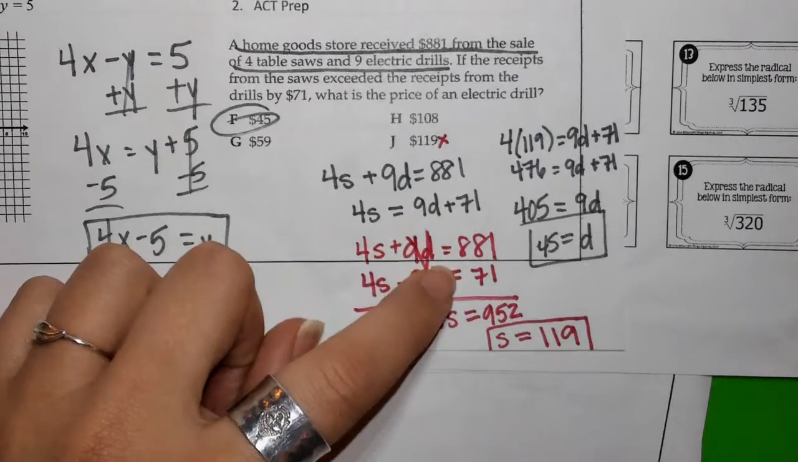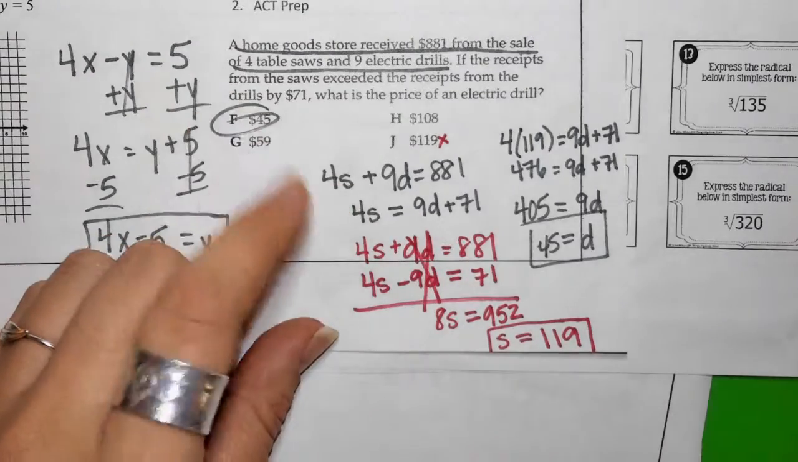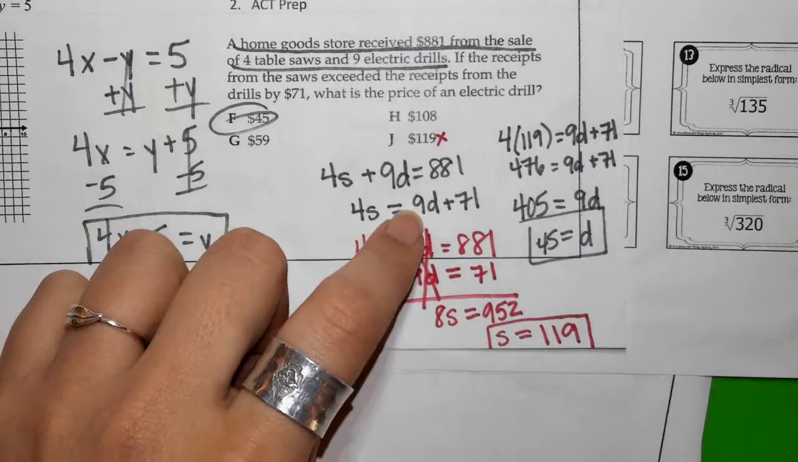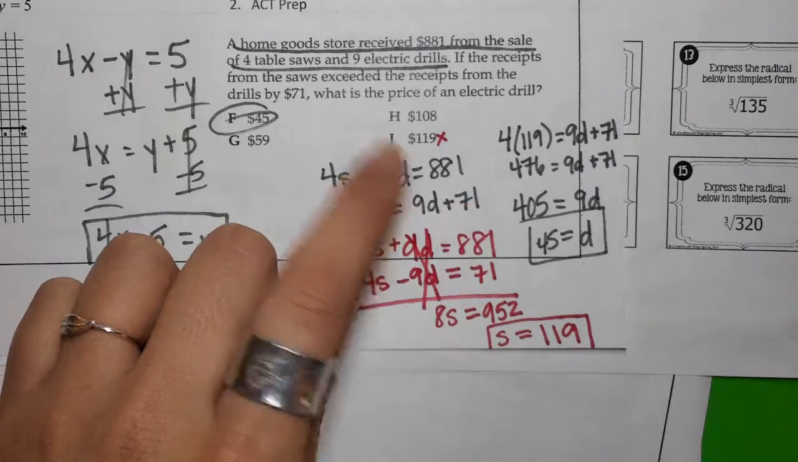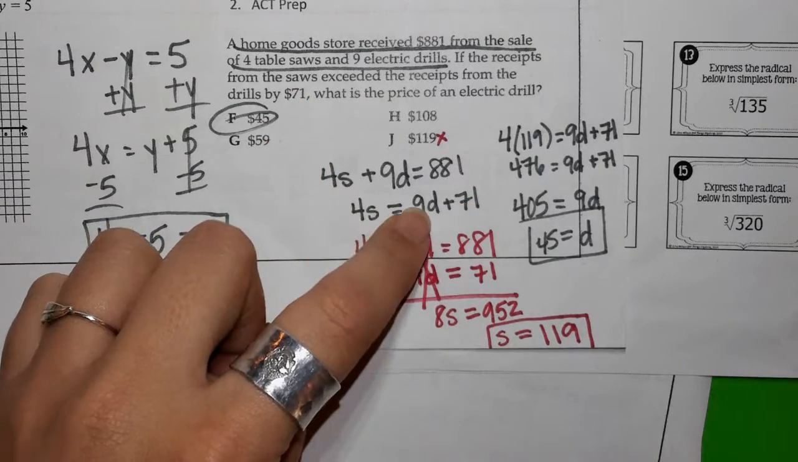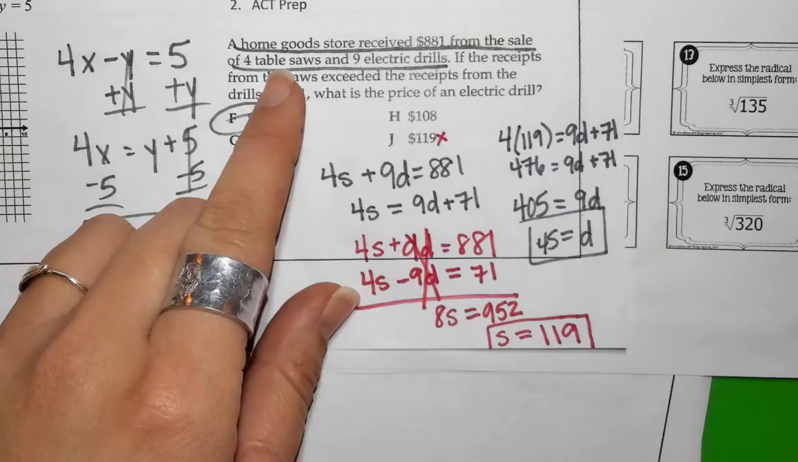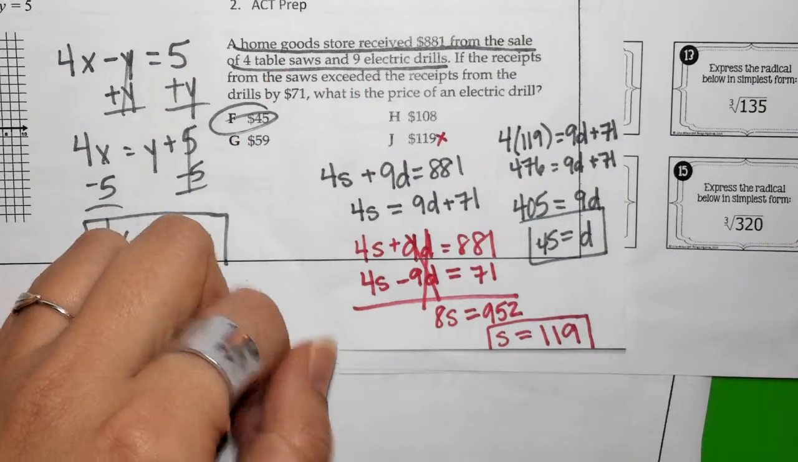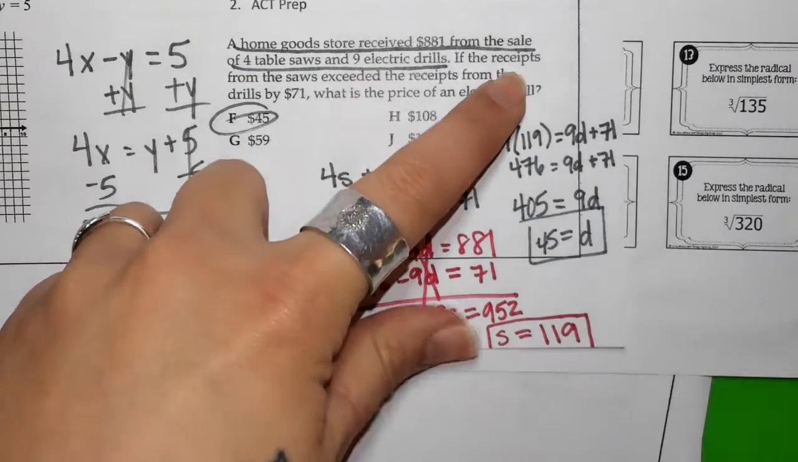So, same thing, but you see where I said S equals D plus 71? It's 4S equals 9D plus 71 because we have 4 saws and 9 drills. Because it says the receipts from the saws exceeded the receipts from the drills.